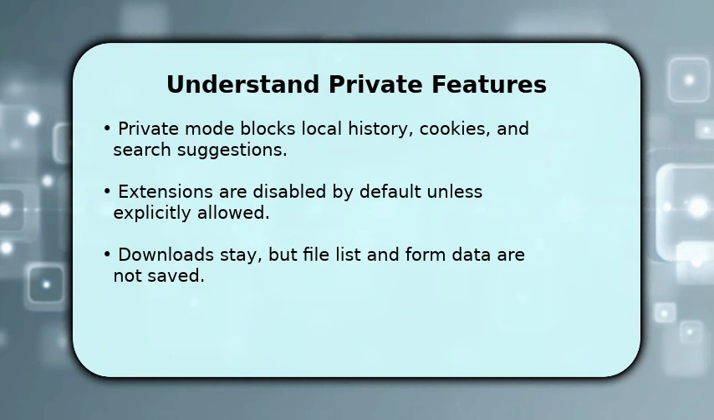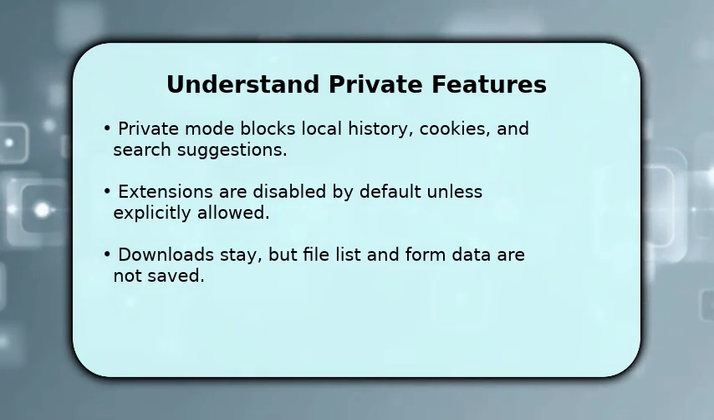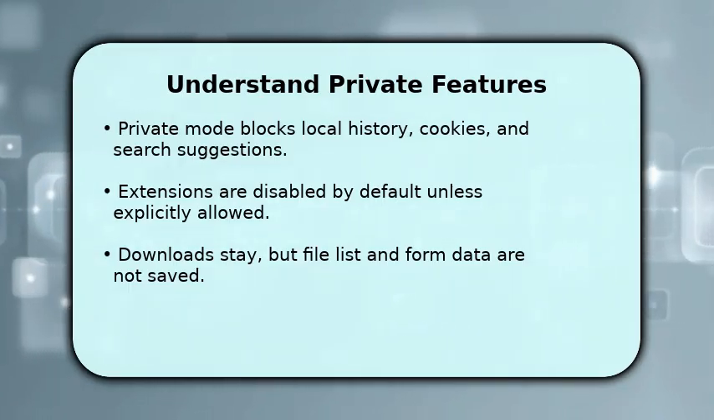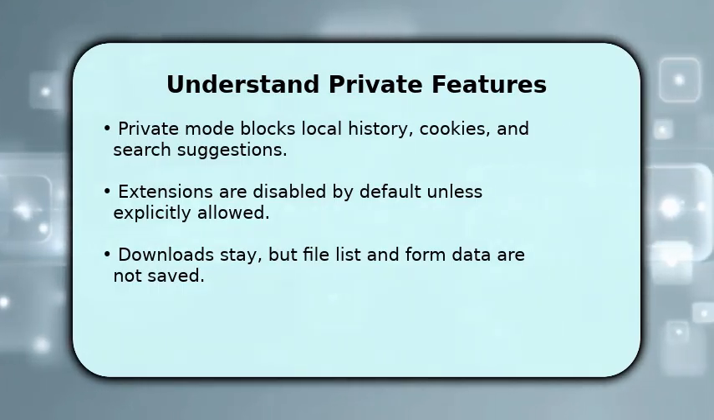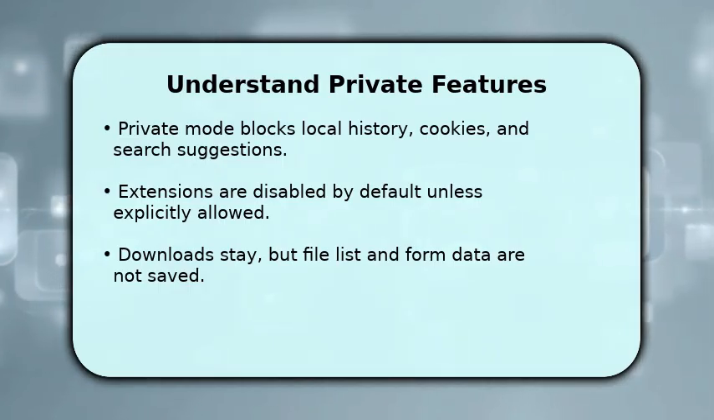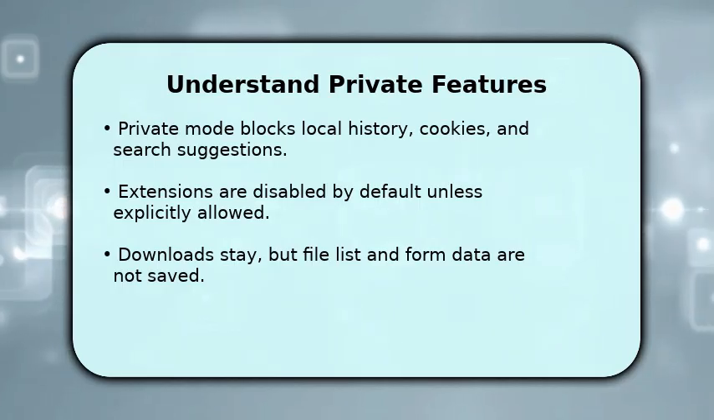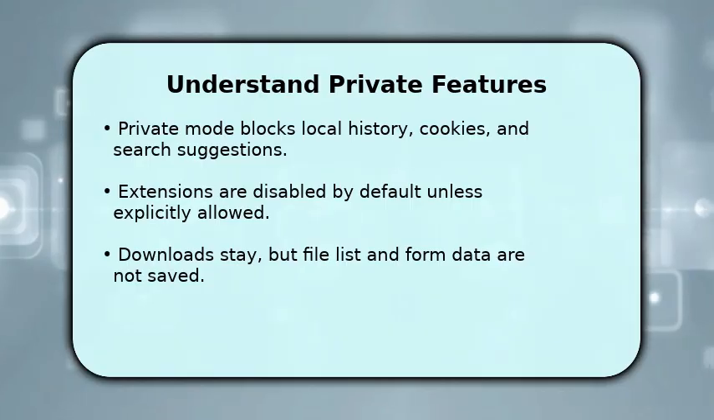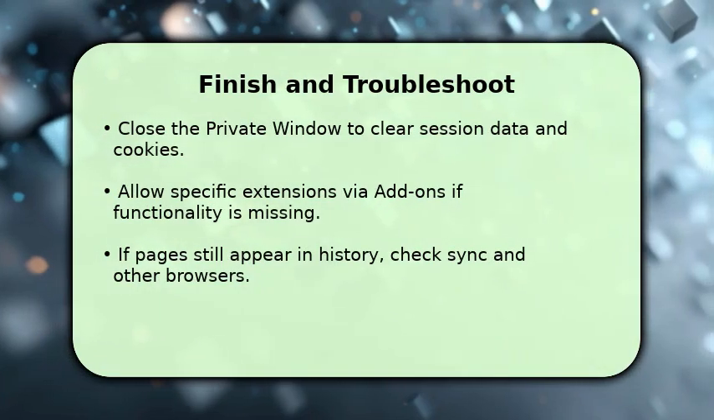Next, understand what private mode actually does and why it matters. It blocks local history, cookies, and search suggestions, so your local profile stays clean. However, downloads and bookmarks still appear because files must be retained. Extensions are disabled by default for privacy reasons, so if you rely on one, make sure to enable it explicitly in the Add-ons Manager. Once you know these trade-offs, you can use private windows confidently for testing, temporary accounts, or shared device browsing. Finish by closing the private window when you're done.